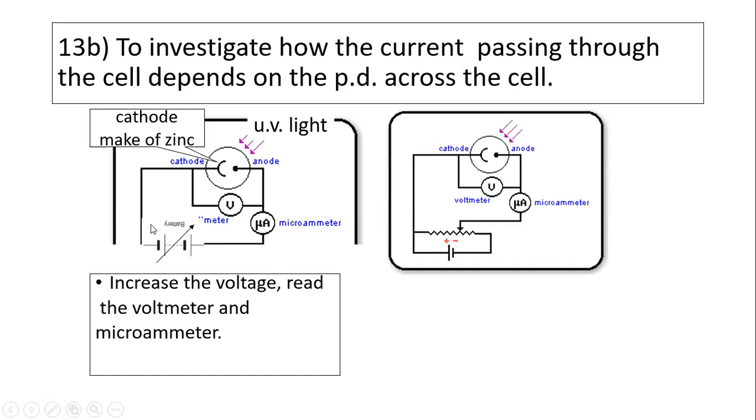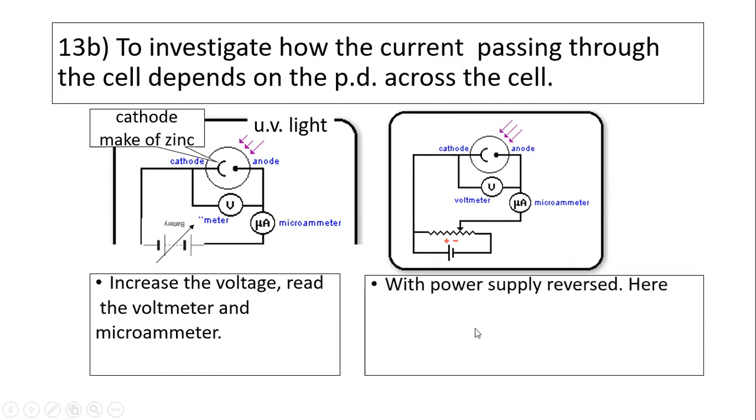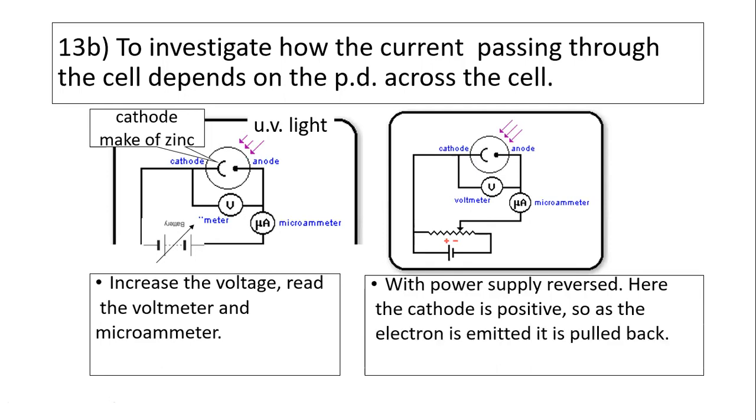Then after that, we reverse this one. Right? Now we have the cathode positive, the anode negative. With the power supply reversed, here the cathode is positive. So as the electron is emitted, it's pulled back. Remember, we are now pushing back the electron. This is to determine the stopping potential.